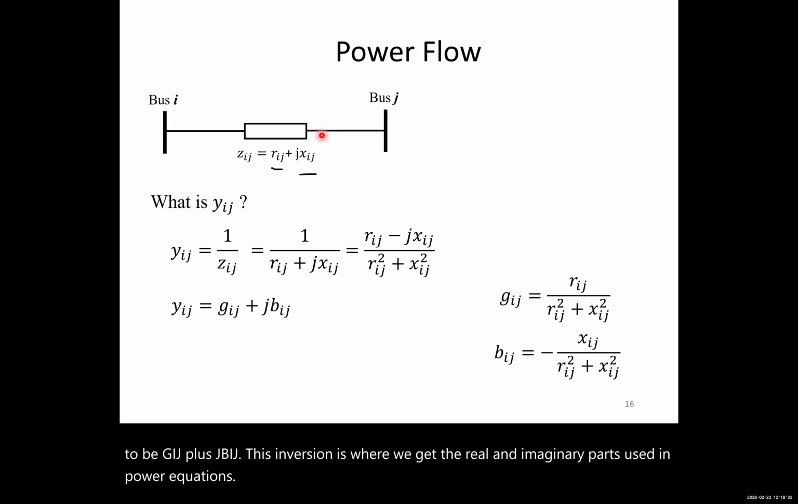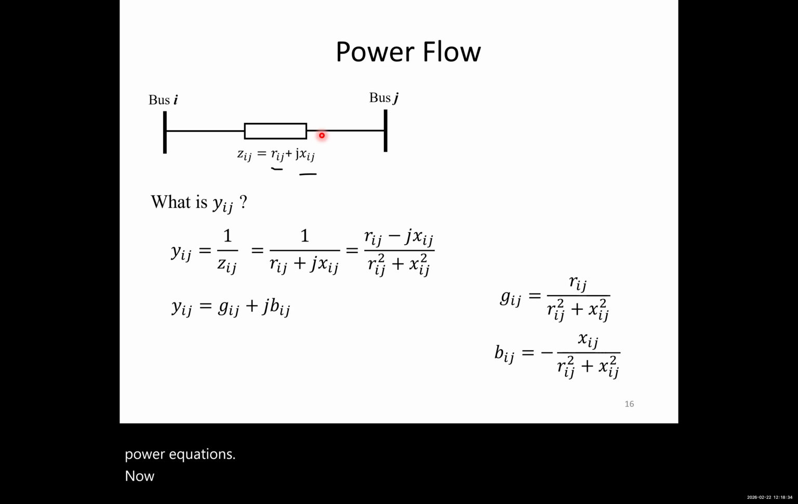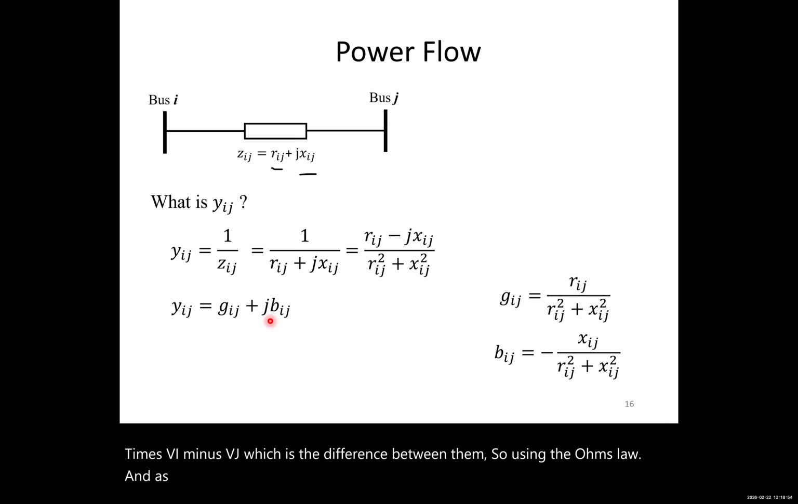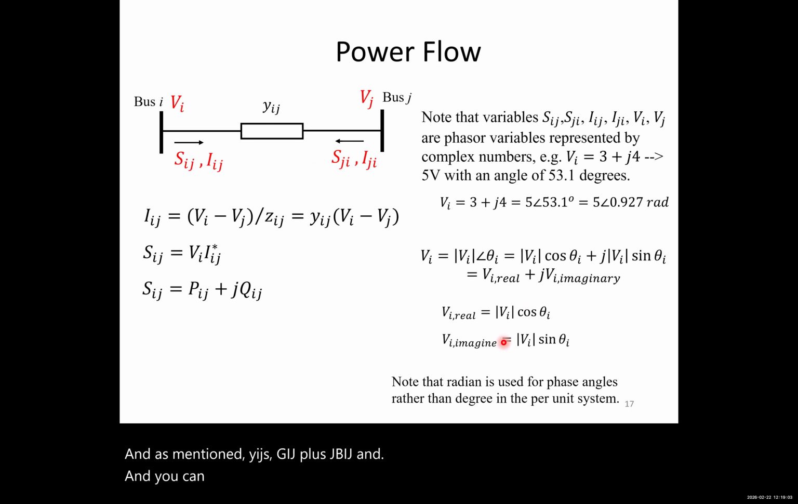Now, the definitions here: we define the line current from I to J as Iij equal to Yij times Vi minus Vj, which is the difference between them, using Ohm's law. And as mentioned, Yij is Gij plus jBij, and you can find Gij and Bij using these equations.